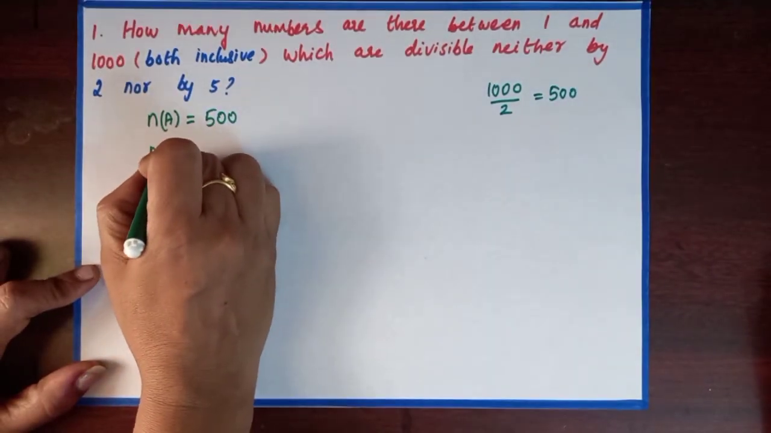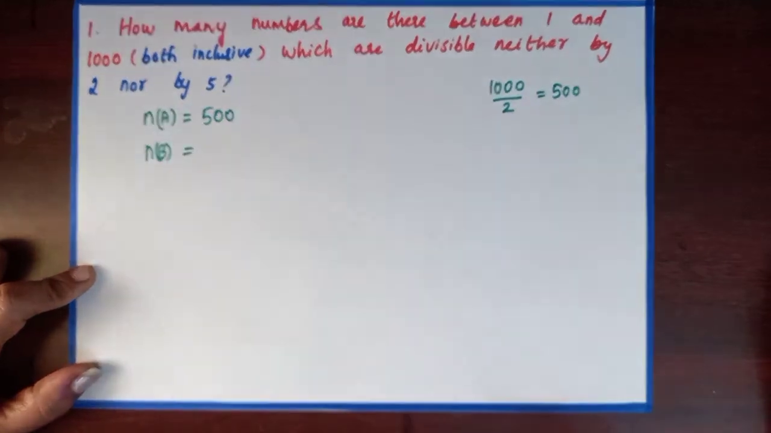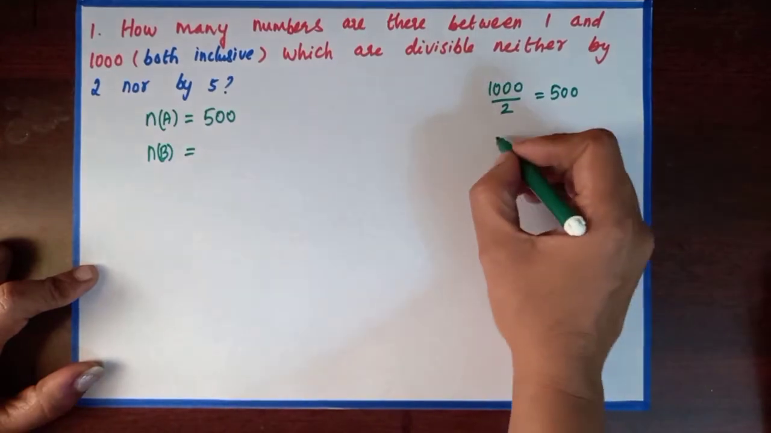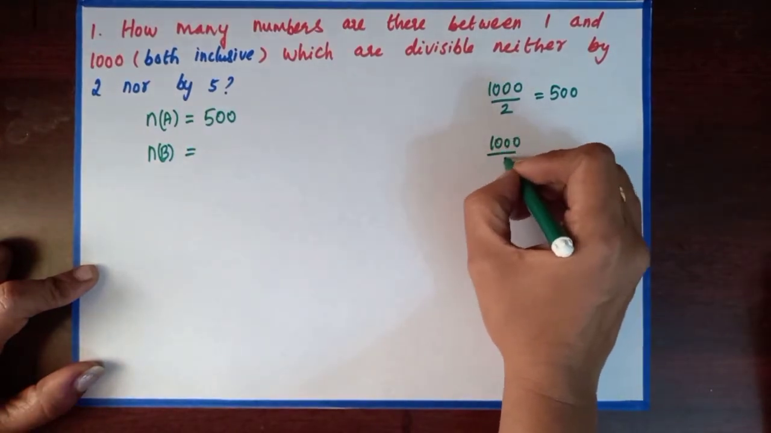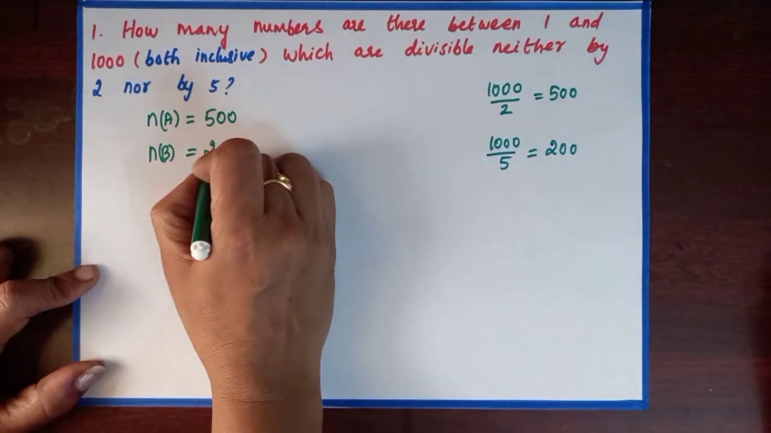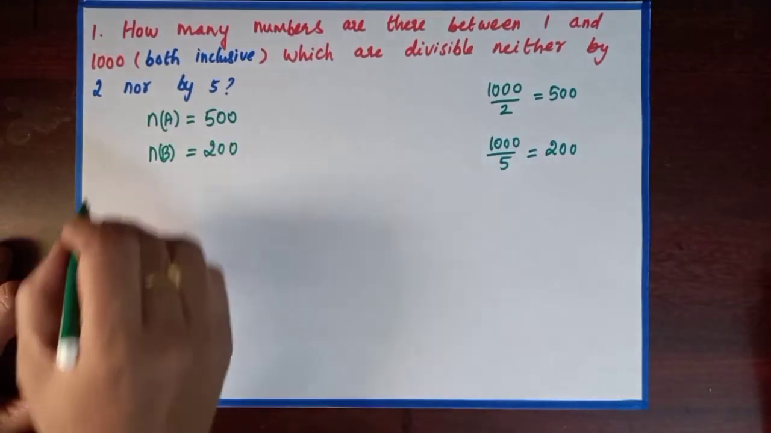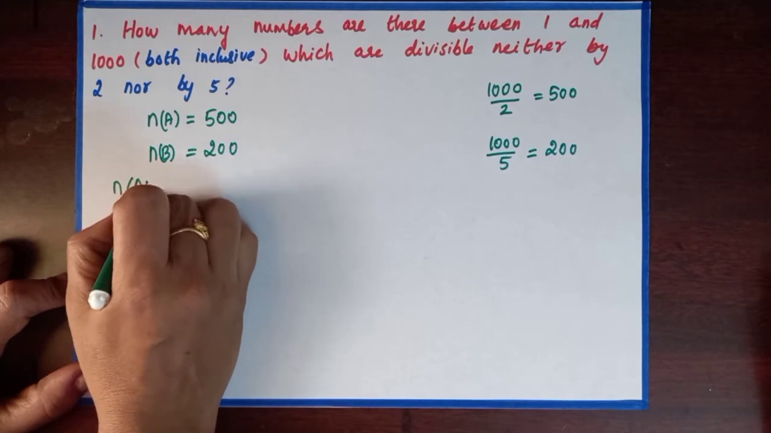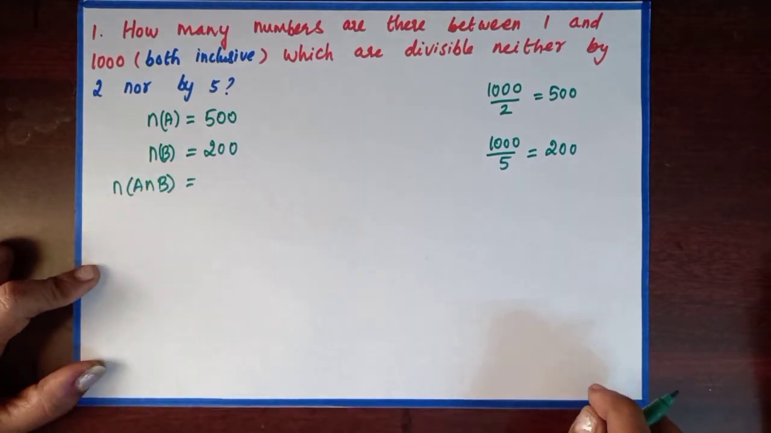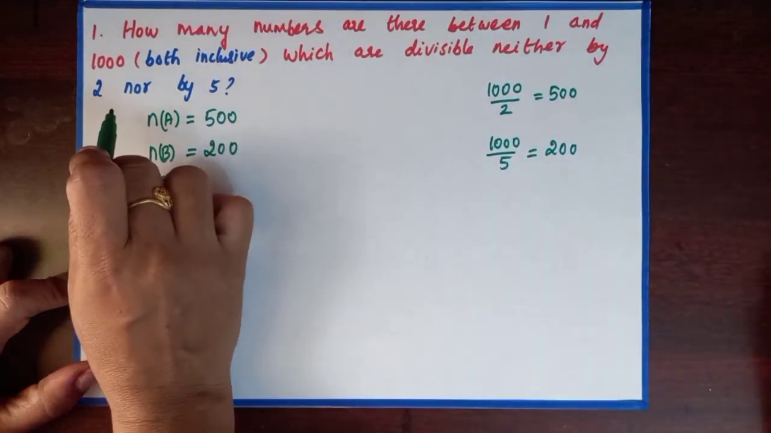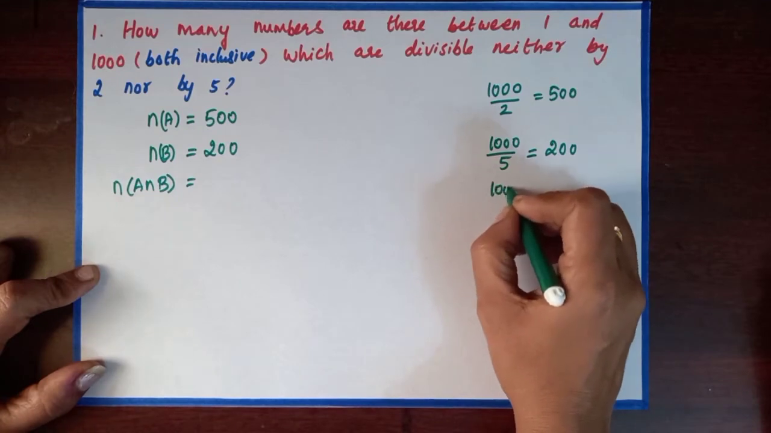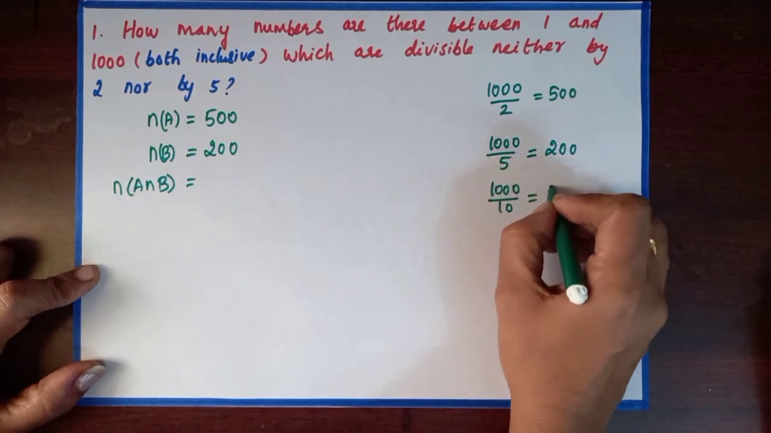Then n of b. Consider n of b as number of numbers divisible by 5. 1000 divided by 5 is 200. So n of b is 200. Next, n of a intersection b as number of numbers divisible by 2 and 5. That is 10. 1000 divided by 10 which is equal to 100.